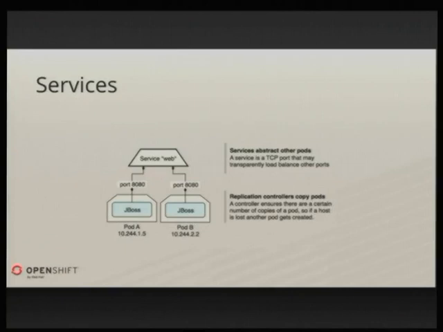And there is a service. The service, as I said, is an abstraction from the pod. So you have two JBoss pods running, right? And you define a service called web. And you basically add two endpoints to the service, which are pod A and pod B. Kubernetes will then manage the traffic, like the simple load balancing between pod A and pod B. Yeah, that's done automatically.